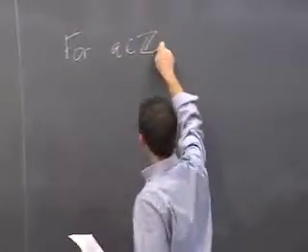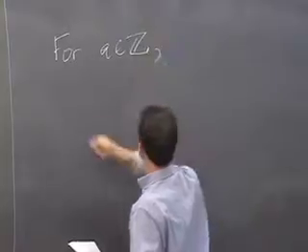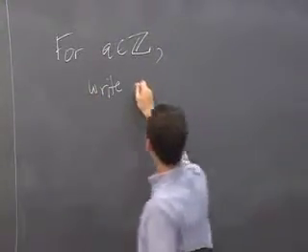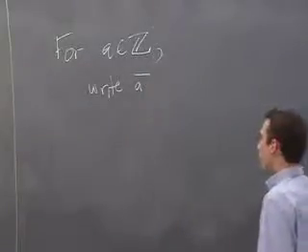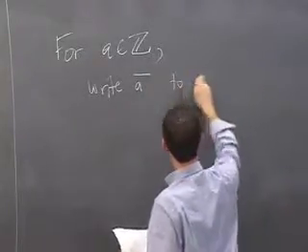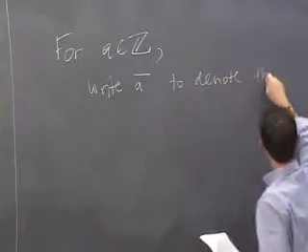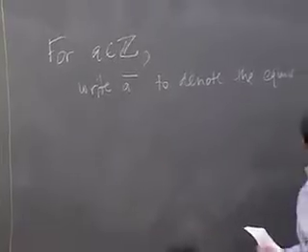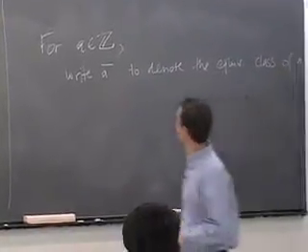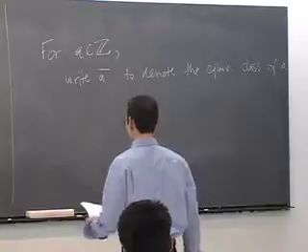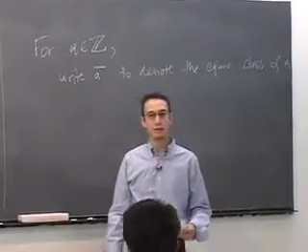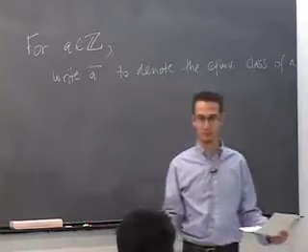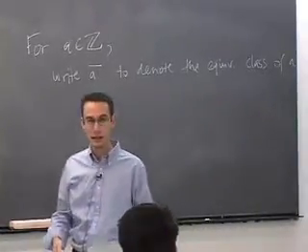So if I have an integer a, then at least for today, we're going to write a overline, a bar, to denote the equivalence class of a. And, well, what does a bar look like? What's a way of writing a bar down, just as an explicit set? Go ahead.